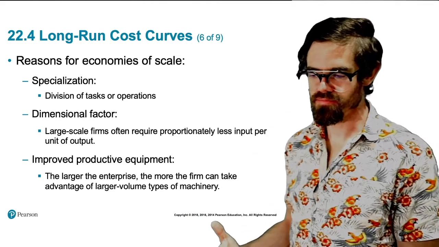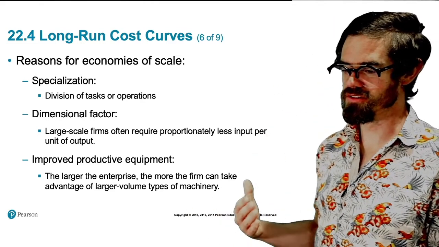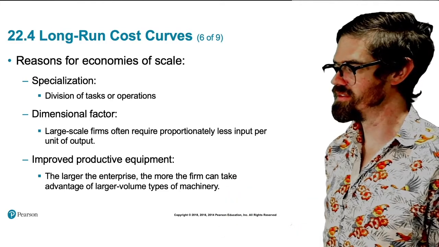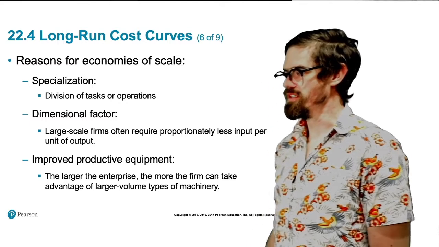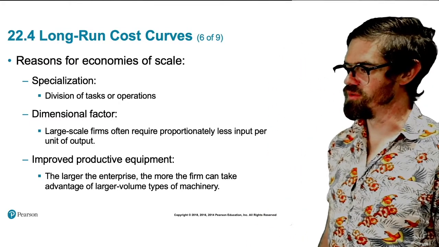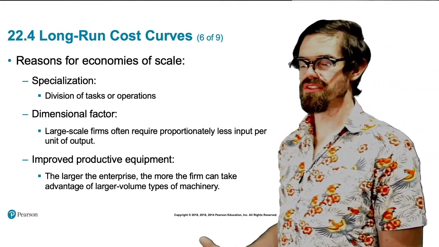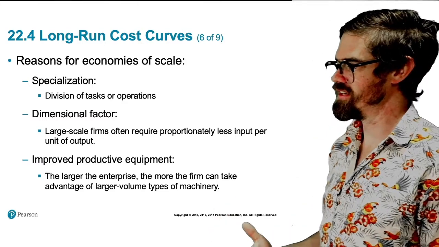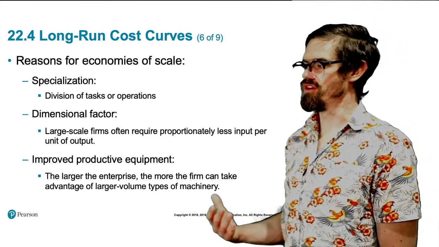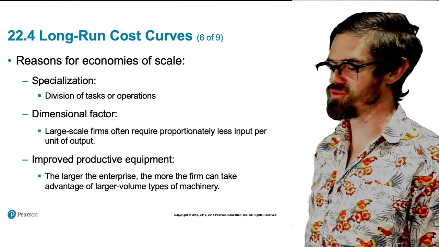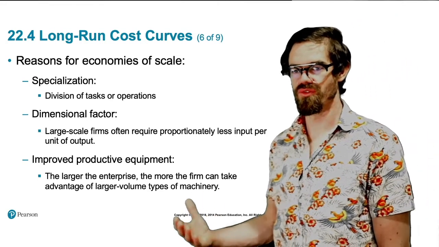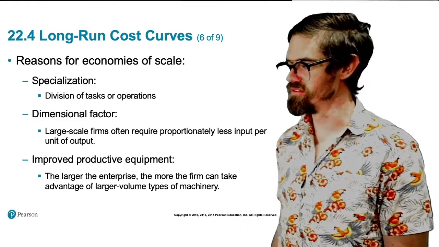Another source of efficiency, basically. And then the last one is simply improved productive equipment. So usually larger companies have more resources, and so they can take advantage of large volume bulk production, right? As opposed to smaller firms, which can't take advantage of mass production, right?